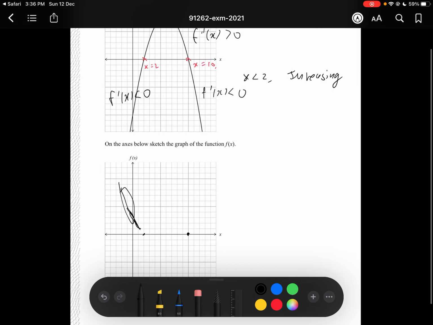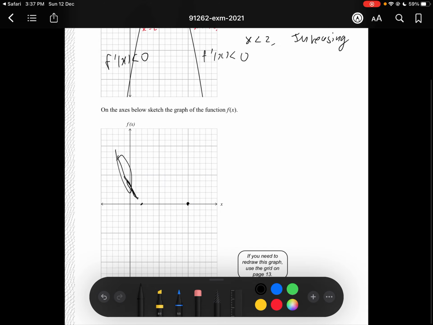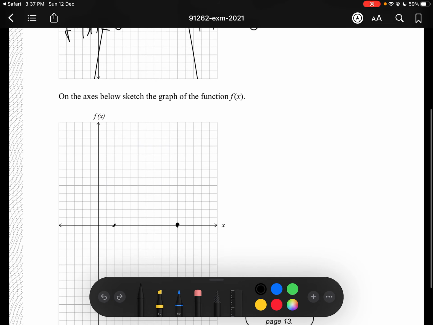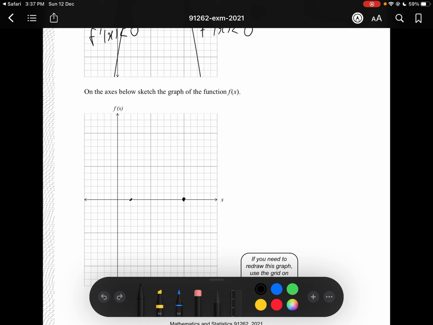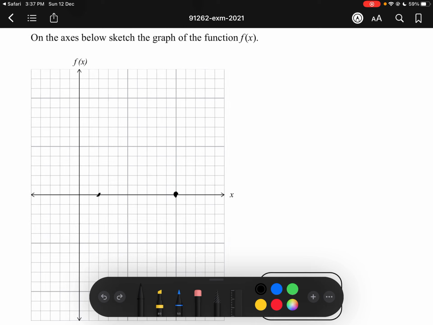And then when x is between 2 and 10, our graph is above the x-axis, so f is going to be increasing after this point. And then when x is greater than 10, it's going to be decreasing again. So that will be the overall shape of the graph. It doesn't really matter how you draw it because you don't need the exact formula of the graph. Just a rough sketch will be enough. So it could look something like this.